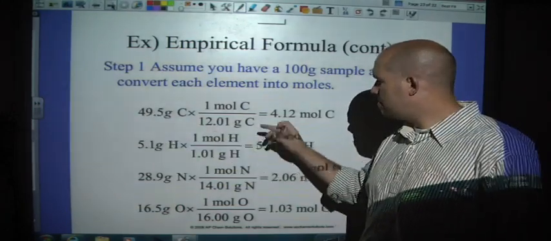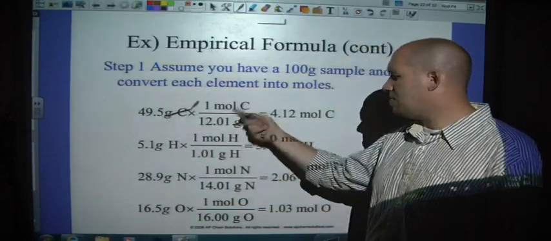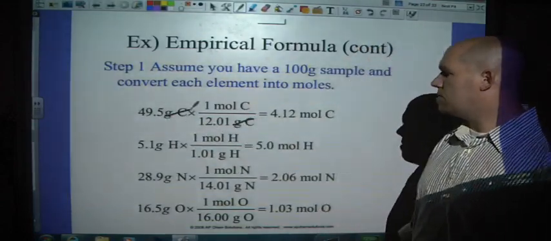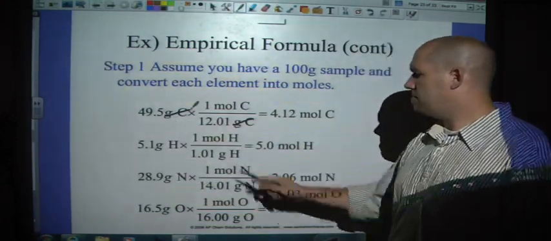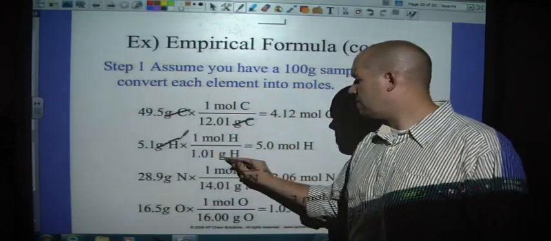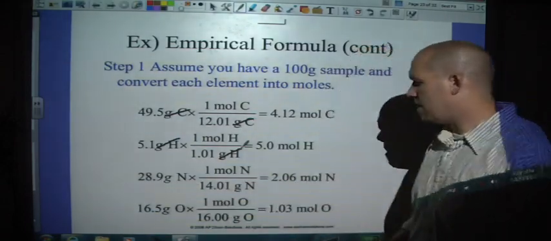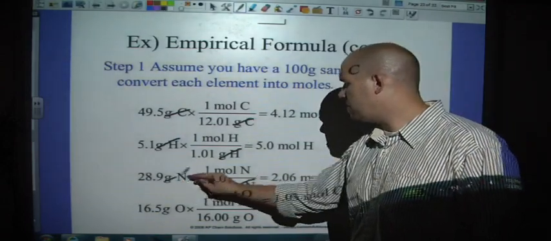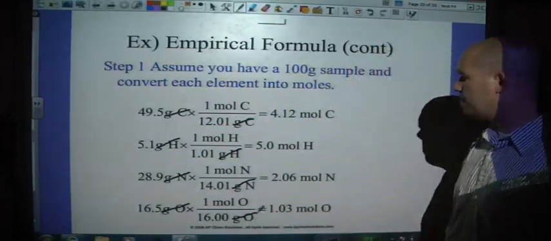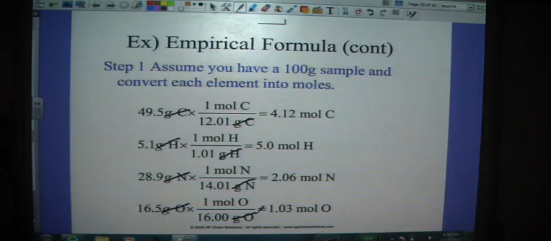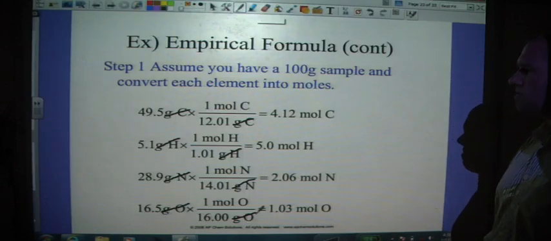49.5, we divide by the bottom and multiply the top. 49.5 times 1 divided by 12.01 is 4.12. Notice the sig figs matching up. 5.1 grams of hydrogen, I can't tell you that's moles of hydrogen, good, because that's where I wanted it to be. Now we do 28.9 divided by 14.01, and 16.5 divided by 16.00. Now we look over here and we can see 4.12, 5 moles, 2.06, 1.03.